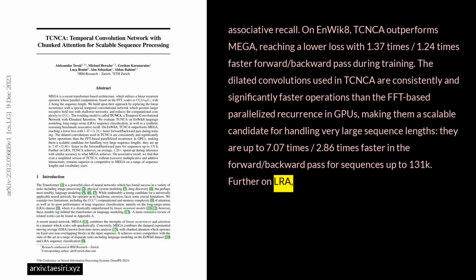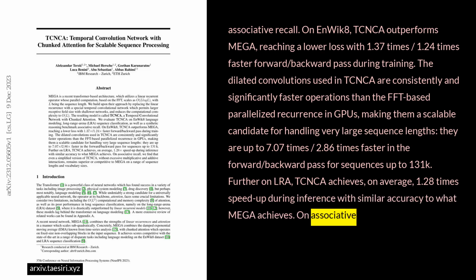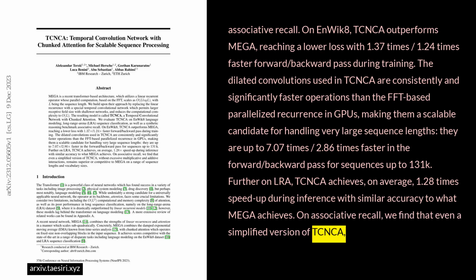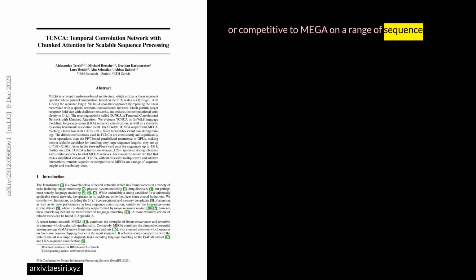Further, on LRA, TCNCA achieves, on average, 1.28 times speed up during inference with similar accuracy to what MEGA achieves. On associative recall, we find that even a simplified version of TCNCA, without excessive multiplicative and additive interactions, remains superior or competitive to MEGA on a range of sequence lengths and vocabulary sizes.